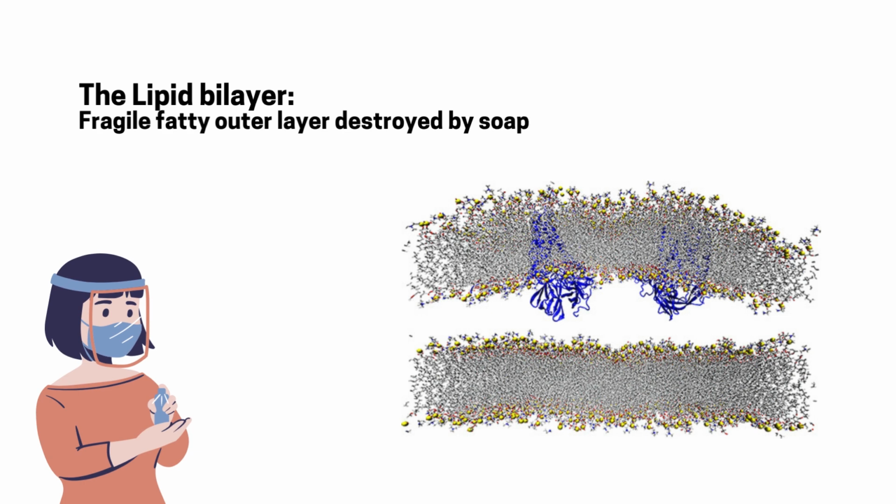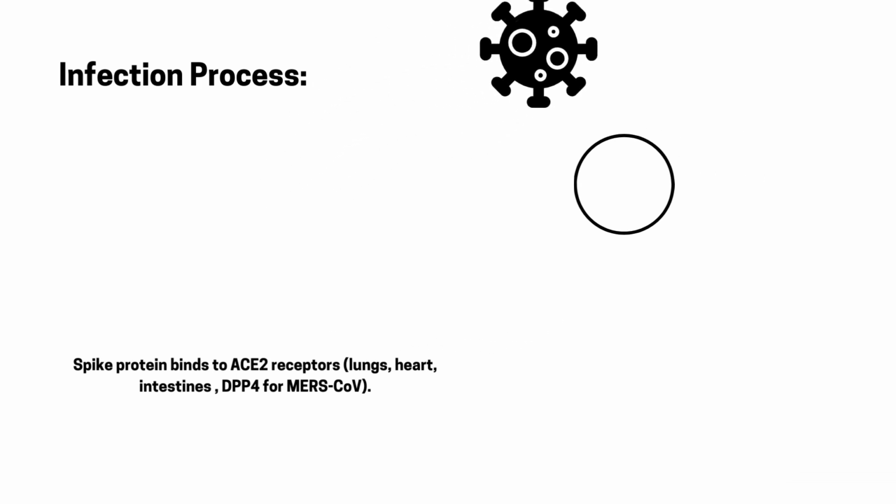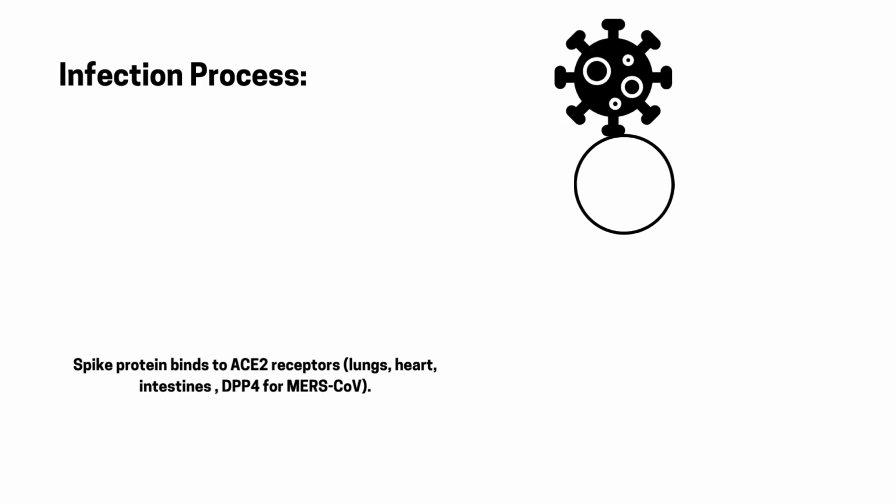Interestingly, this layer is fragile and can be destroyed by soap, which is why hand washing is an effective defense against these viruses. The infection process begins when the spike protein binds to receptors on host cells. For example, SARS-CoV binds to the ACE2 receptor, while MERS-CoV binds to the DPP4 receptor.